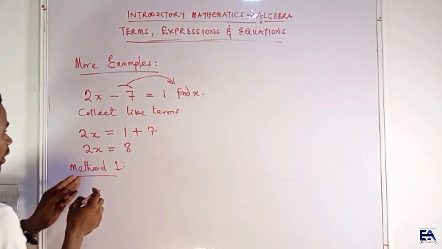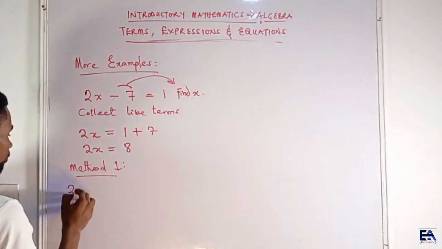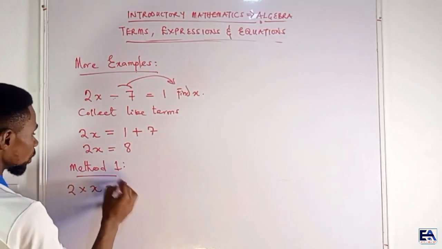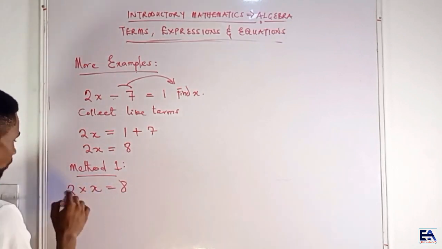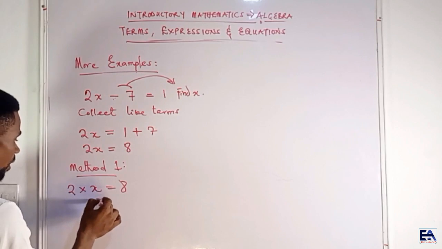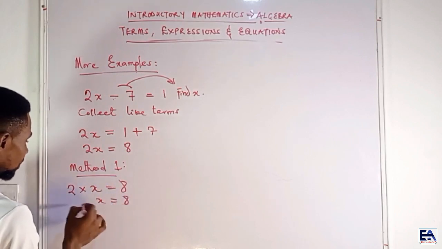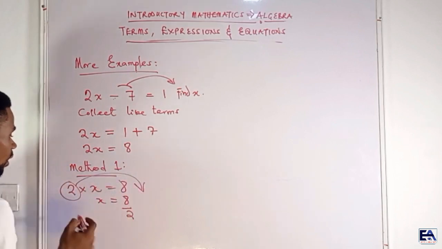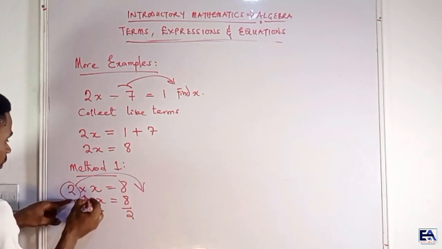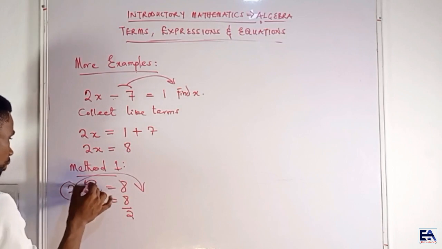Method 1 is to assume that we have 2 times x is equal to 8. All right, so if you assume 2 times x equal to 8, x will be equal to 8 divided by 2, because we are trying to move this 2 to the other side. 2 is working with this multiplication, and the x works with this multiplication.